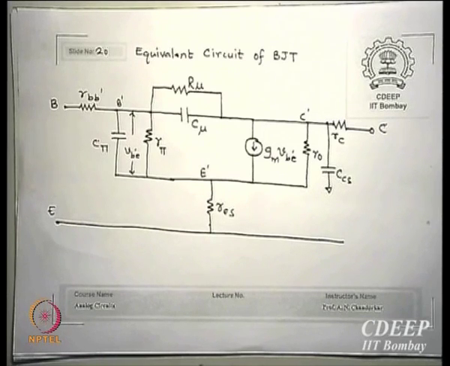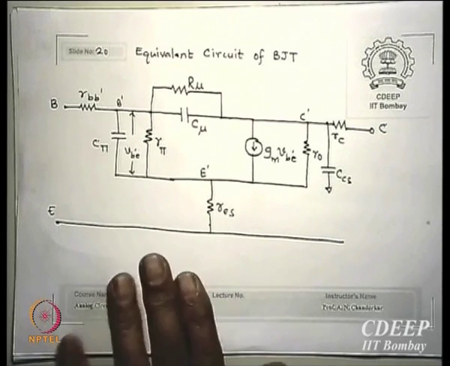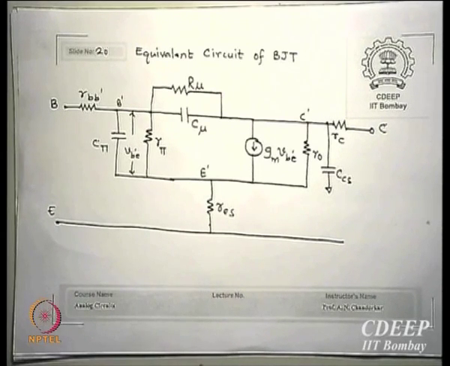Please remember there are two capacitances here, though only C pi is shown. There are two capacitances between base and emitter. Which are the two? One is because of the junction capacitance of the base emitter junction, and the other is diffusion capacitance. Right now it is showing C pi as if it takes care of both, but otherwise we must find whichever is dominant. The sum total is what is going to come in this parallel combination.